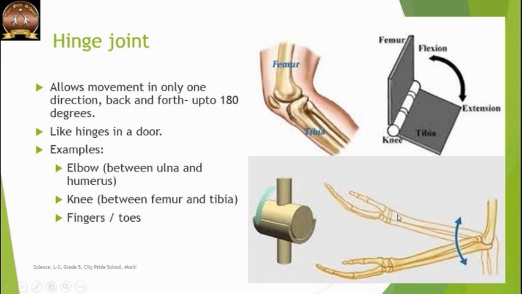The elbow joint is formed between the ulna of the lower arm and the humerus of the upper arm. At the knee joint, the hinge joint is found between the femur of the thigh and the tibia of the lower leg.